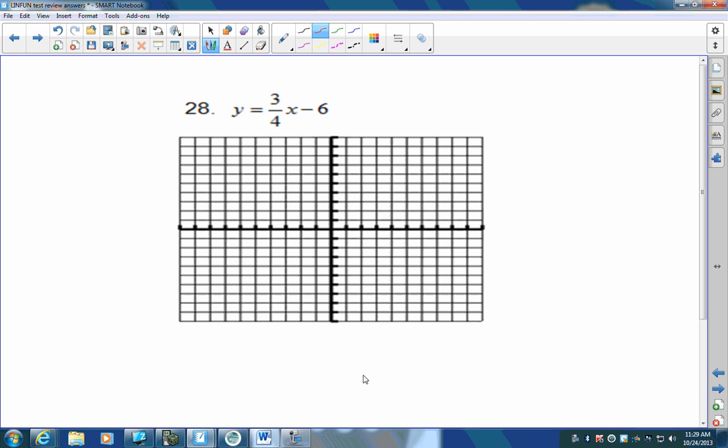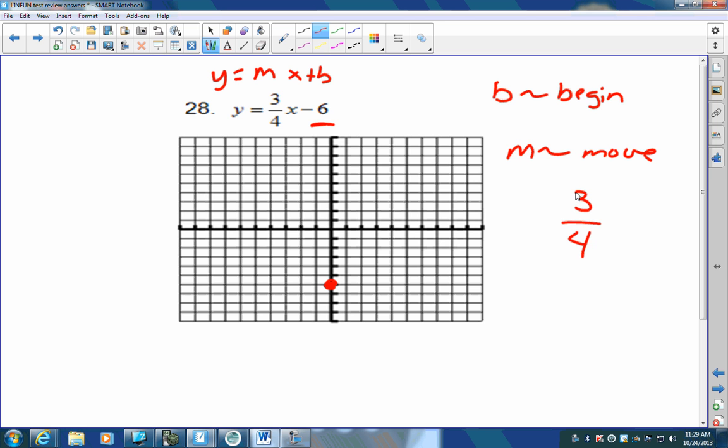Number 28, it wants you to graph. You're going to have to graph on your test. I want you to remember y equals mx plus b. B means begin, or we try and remember it as begin. So I'm going to start at negative 6. 1, 2, 3, 4, 5, 6, and put a dot. My m is going to tell me how to move. And 3/4. The top number tells me up or down. The bottom number is to the right.